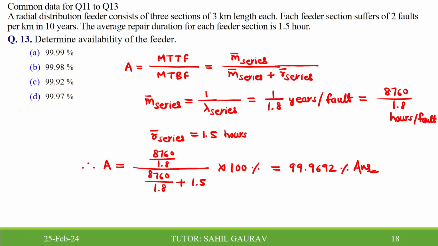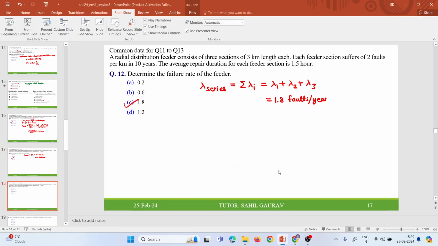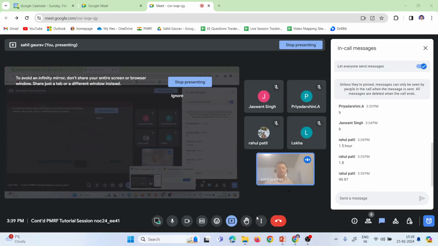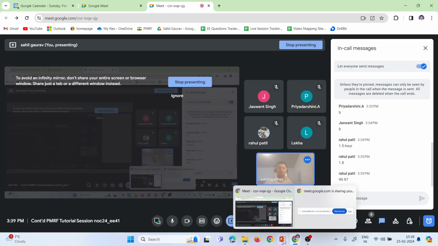Therefore, D is the correct answer, 99.97%. How many of you got this? Yes, Rahul Patil, correct.